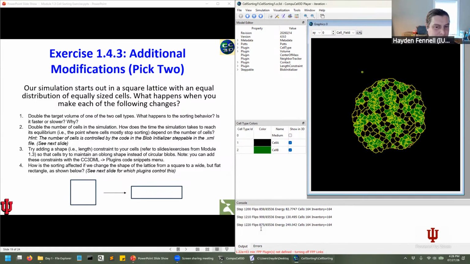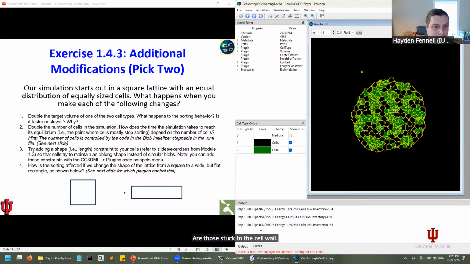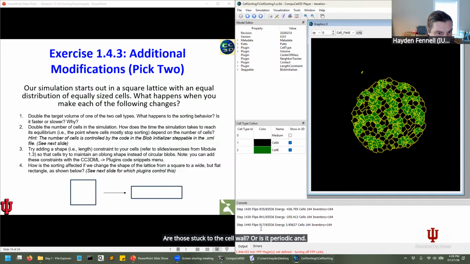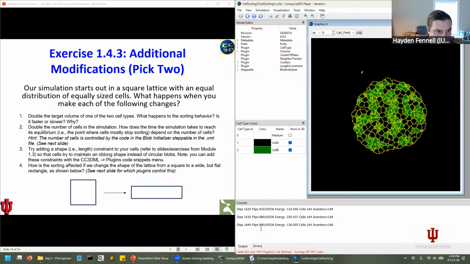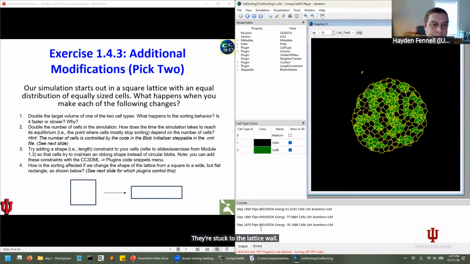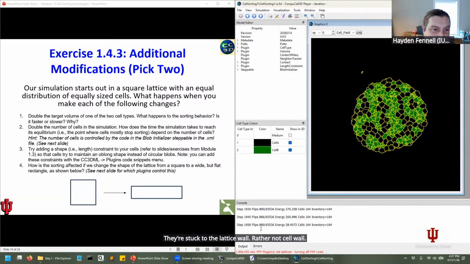Addie, are those stuck to the cell wall or is it periodic and poking through the other side? They're stuck to the lattice wall rather, not cell wall. That's interesting.